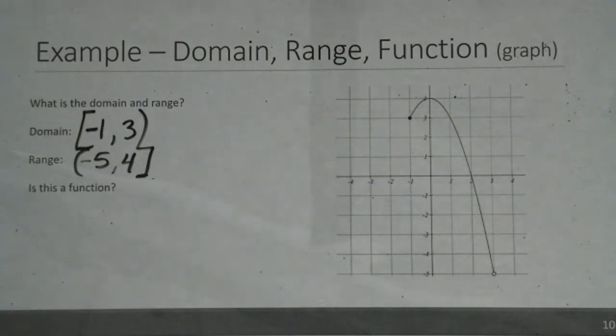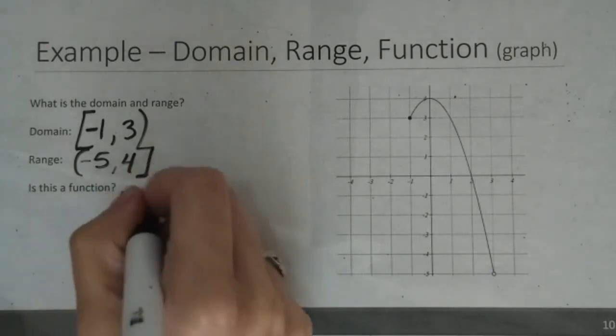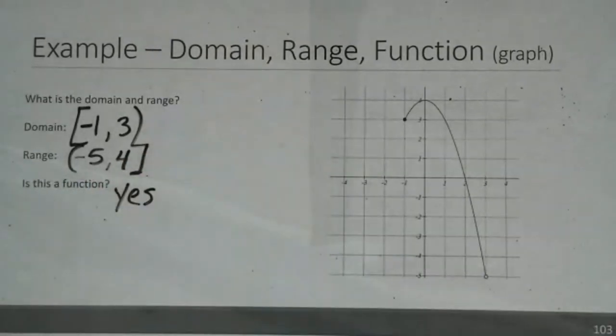Is this one a function? Is there any place I can place a vertical line and it intersects the graph more than once? Nope. So that would make this one a function. So yeah, that one's a function.